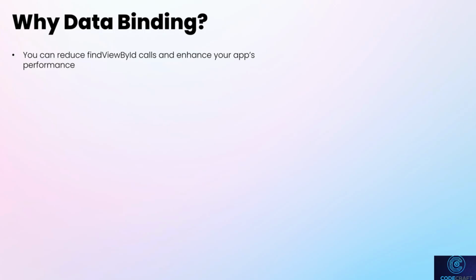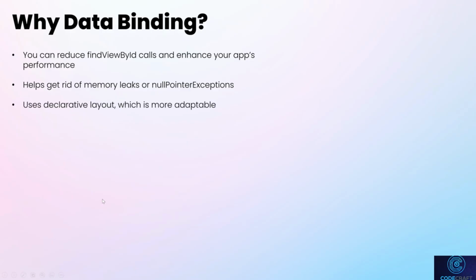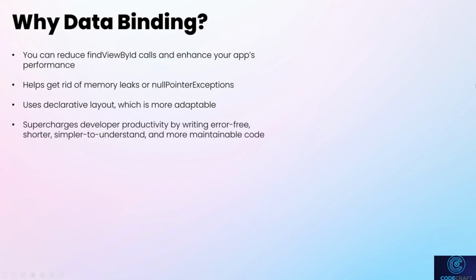Why do we use data binding in our application? You can reduce findViewById calls and enhance your app's performance, and it helps get rid of memory leaks or null pointer exceptions. It uses a declarative layout which is more adaptable, and supercharges developer productivity by letting you write error-free, shorter, simpler to understand, and more maintainable code. Data and views are separated from each other.